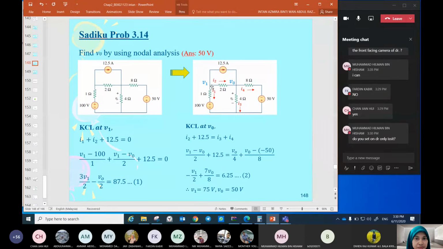So at V1, I1 plus I2 plus 12.5 is equal to 0. And then we substitute.